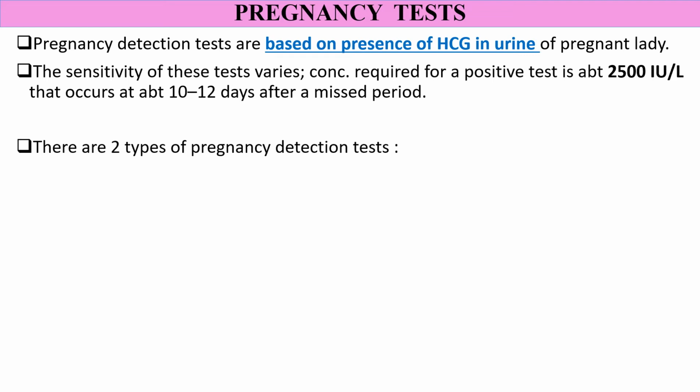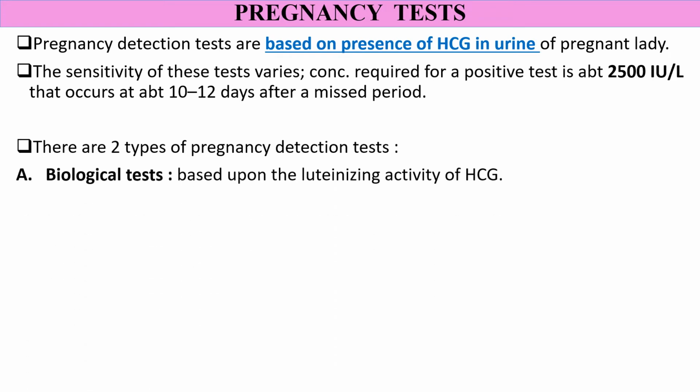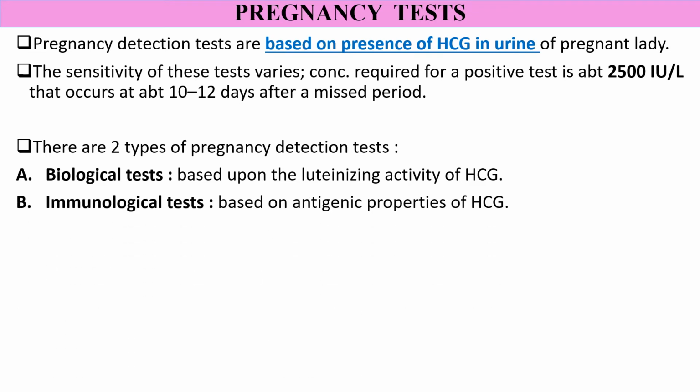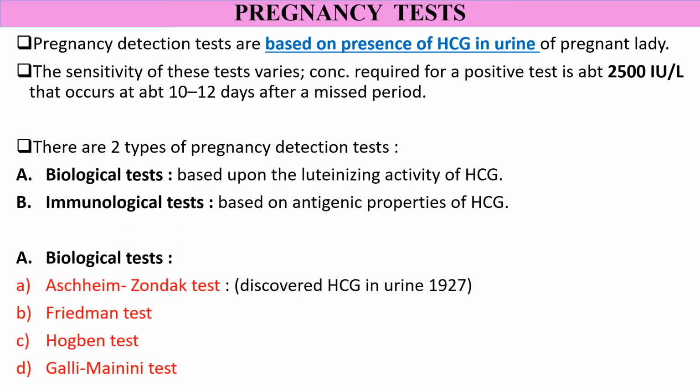The sensitivity of these tests varies and the concentration of hormone required for a positive test is about 2500 international units per liter. That occurs only at about 10 to 12 days after a missed period. The pregnancy detection tests can be divided into two types, namely biological tests and immunological tests. The biological tests are based upon the luteinizing action of hormone HCG and the immunological tests are based upon the antigenic properties of HCG hormone.